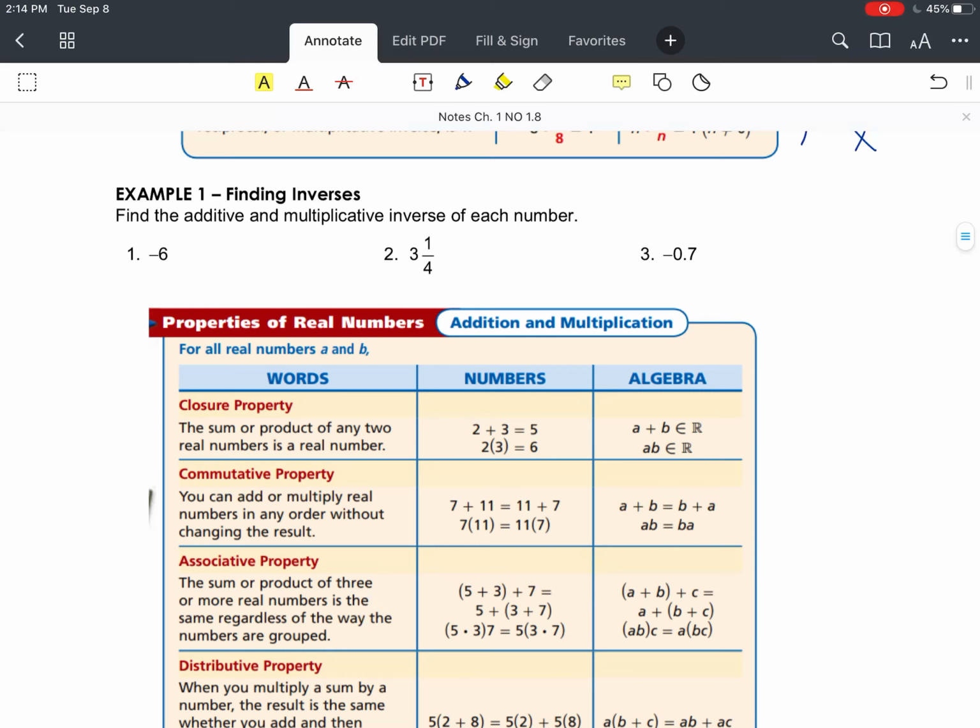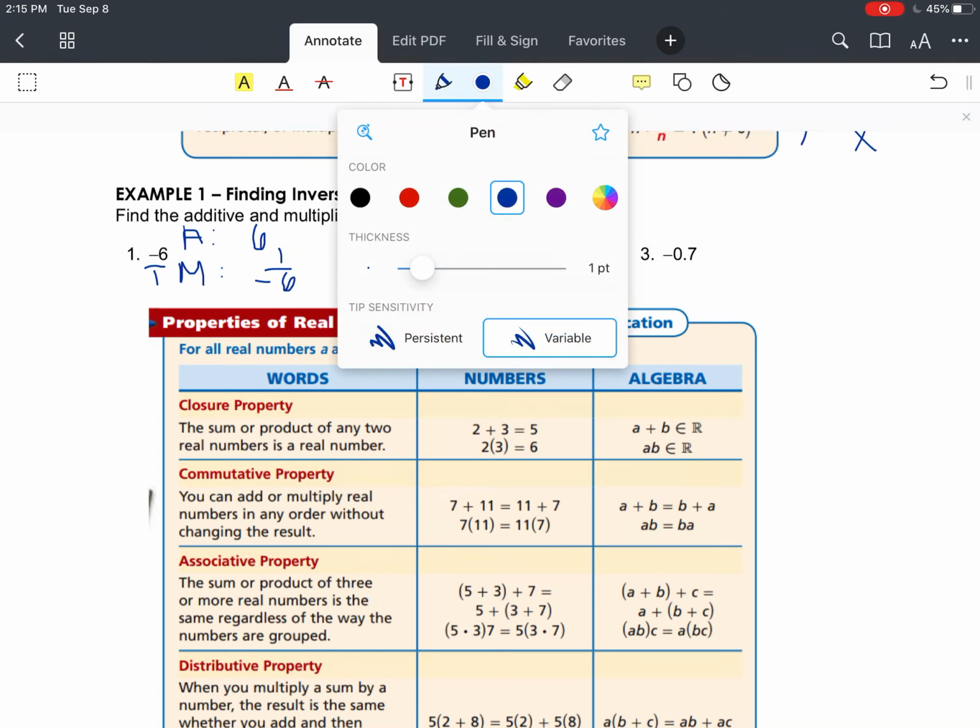So let's go ahead and apply this. Find the additive and multiplicative inverses. For additive is what we'll write first. So negative 6, what do you have to add to it to get 0? Well, the opposite of negative 6 is positive 6. So that would be the additive. For the multiplicative inverse, instead of doing the opposite, you're going to take the reciprocal. Well, this is like negative 6 over 1. So flipping that fraction, it's going to be 1 over negative 6.